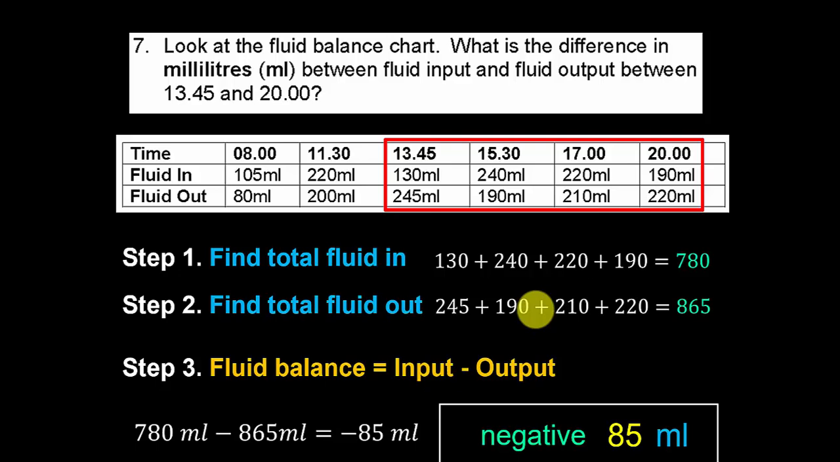Now in your exam, because they are only asking for the difference in millilitres, it is likely that they will not be worried about this sign, whether it's a negative or a positive. I'm only including it here because when you are doing it as a nurse, you need to record whether their fluid balance is positive or negative. So I'm just being a little bit extra thorough in this case. Either way, the fluid balance is input minus output, and it's the 85 that's an important number for your calculation.